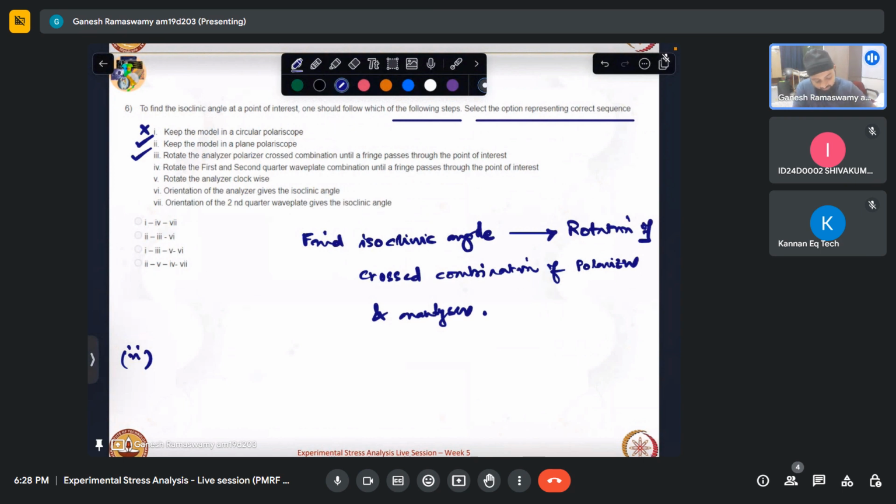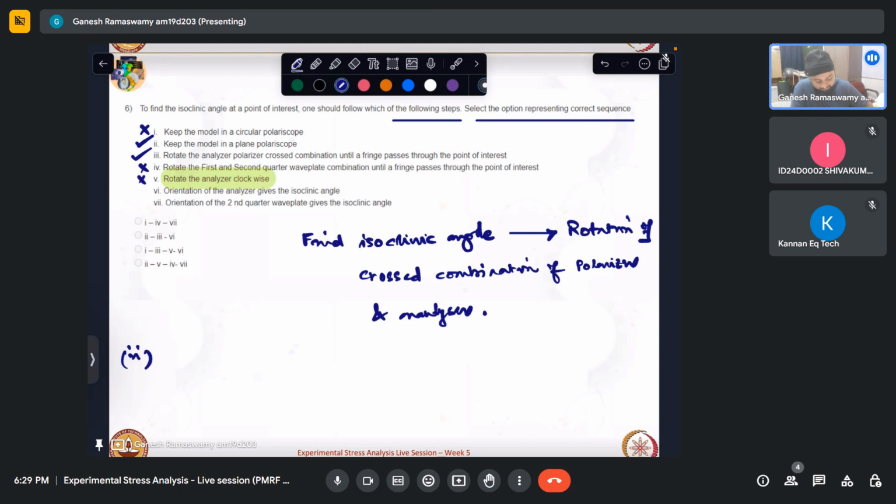Rotate the first and second quarter wave plate combination until the fringe passes. So since we are not looking at a circular polariscope, this doesn't apply. Rotate the analyzer clockwise. Now we saw that rotating the analyzer alone is part of Tardy's method of compensation, which is required for calculating the isochromatic fringe order, not isoclinic angle. So this does not form part of our sequence.